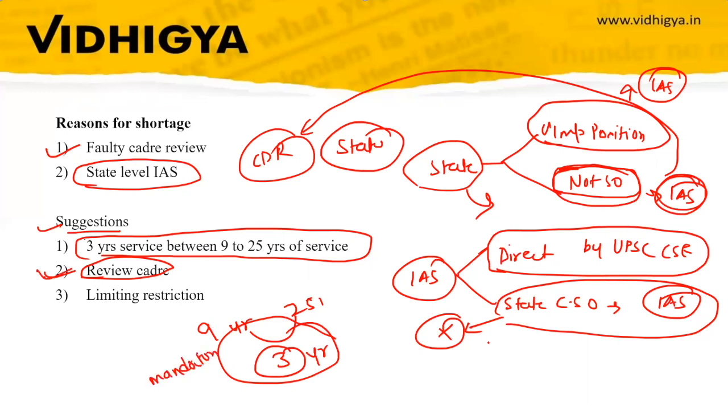The cadre review system we have discussed, and limiting restrictions. There are also cases where officers do not want to go because of various restrictions imposed by the central government. So the central government has to limit those restrictions in order to attract officers to come for central deputation. So this is all we have discussed: the current rules, the proposed amendment, the need for amendment, the reasons for the shortage, and the suggestions.